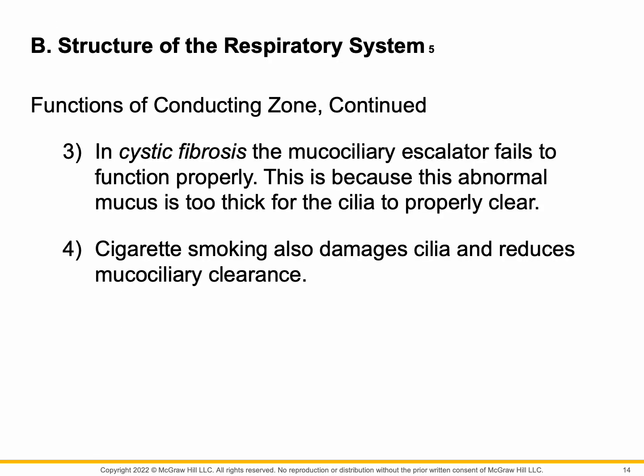In cystic fibrosis, the mucociliary escalator fails to function properly because the mucus is too thick for the cilia to properly get cleared. In patients that have cigarette smoking habits, their cilia also become damaged, and this will reduce mucociliary clearance.